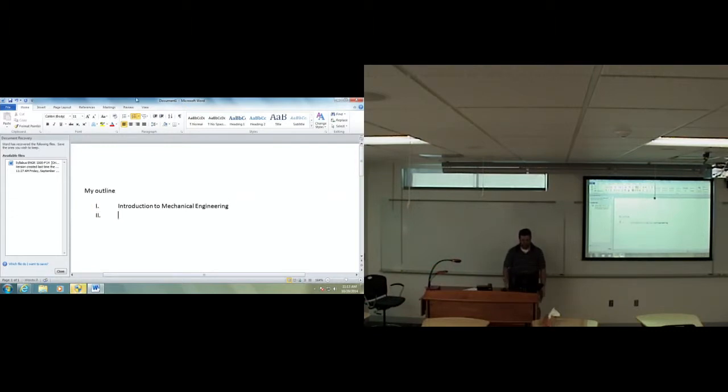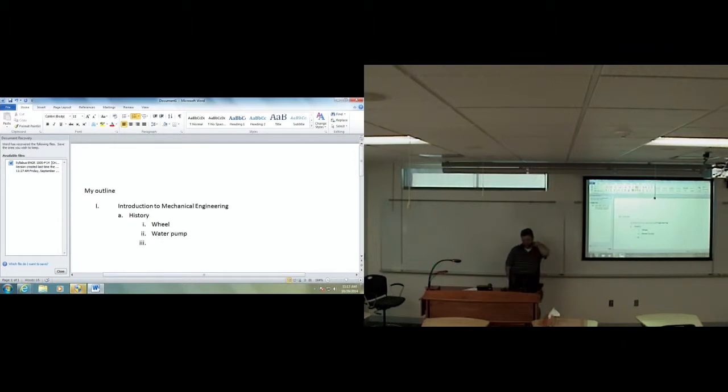And then if I press enter, it goes immediately to the second Roman numeral. But if I want to switch to a subtopic, I press the tab button, and it goes to my first subtopic, A. So my first subtopic might be history of mechanical engineering. And under history of mechanical engineering, maybe I want to cover things like the wheel, and I'm just hitting enter, and it takes me to the next thing here. Maybe I want to do the wheel, maybe I want to do the water pump.